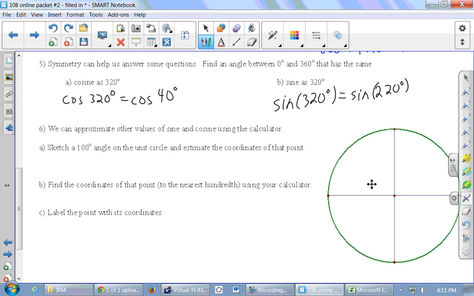Okay, so hopefully we see that from here to here is 90, and 100 is just a little bit more than that. So let's say roughly that's our 100-degree angle. Maybe not so much, so how about something like that? So that's roughly 100 degrees. And then we're trying to estimate the coordinates of the point. That's the point right up there.